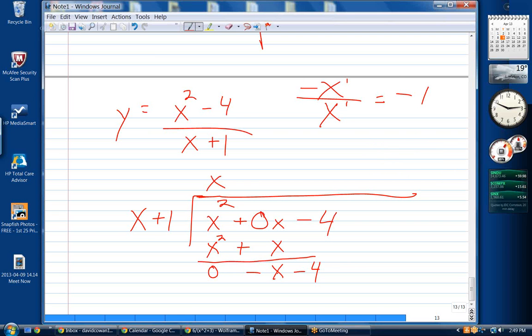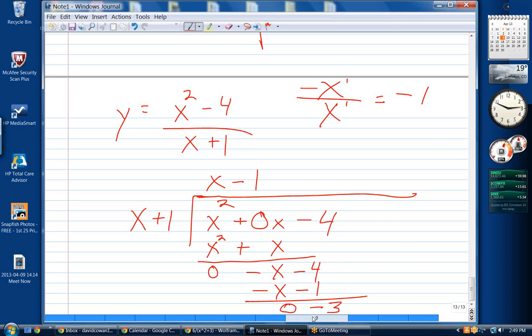So x goes into minus x minus 1 time. Now I multiply this by this. Well, minus 1 times x is minus x. Minus 1 times 1 is minus 1. Now when I subtract, I have a minus 4 minus a minus 1. That gives me minus 3, and I'm done.